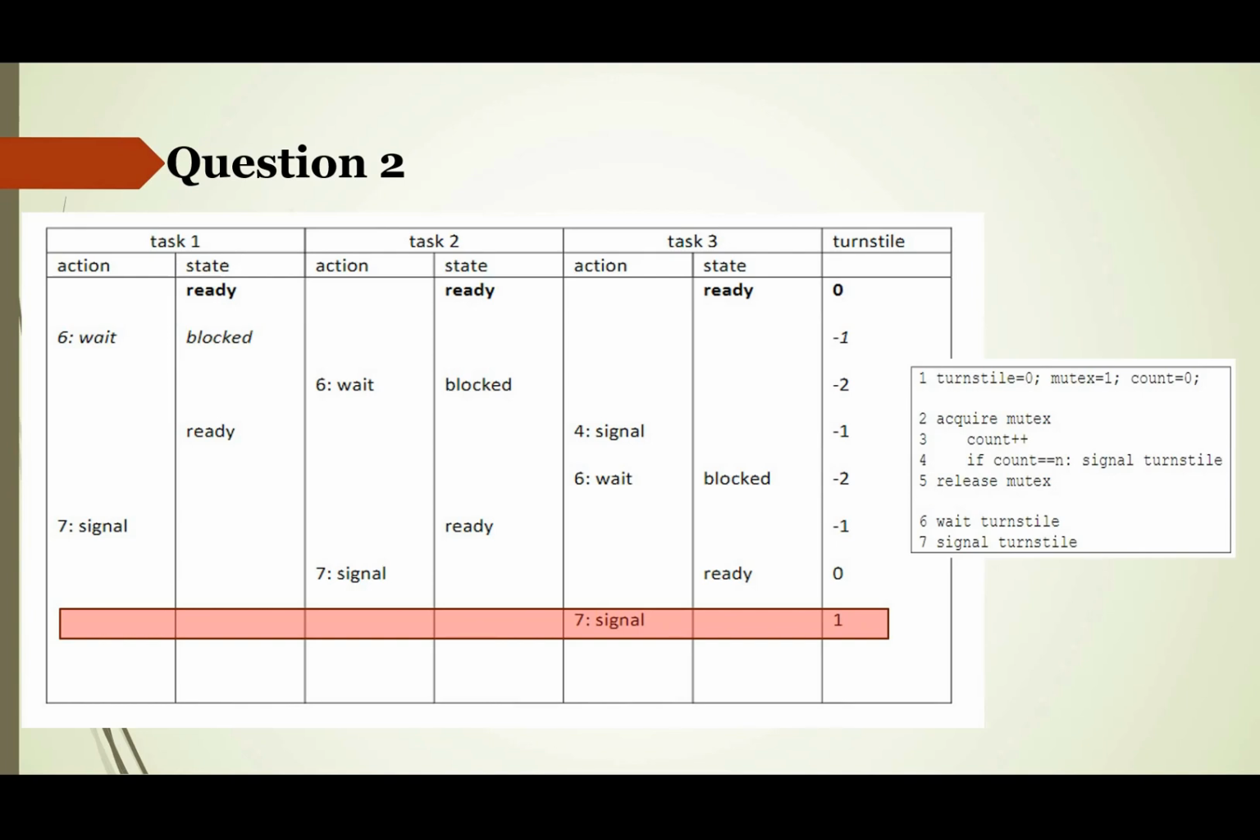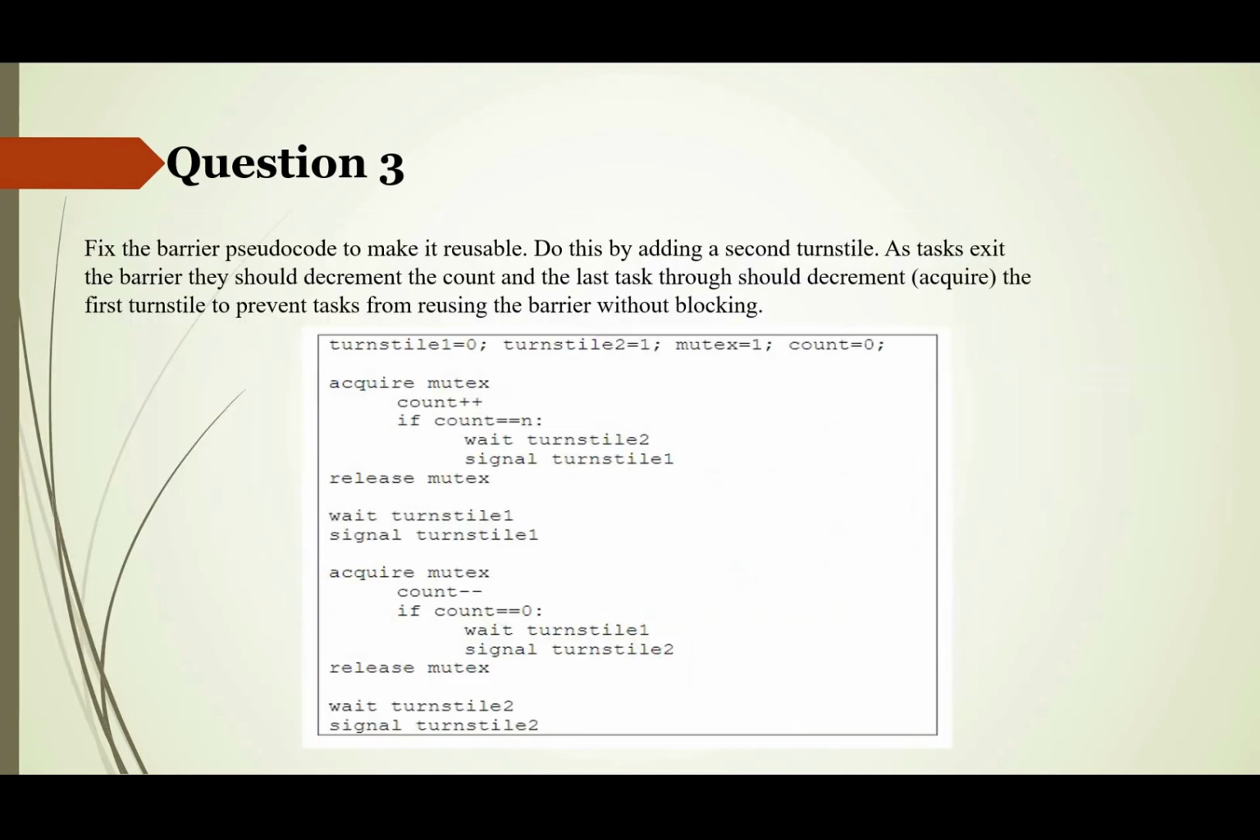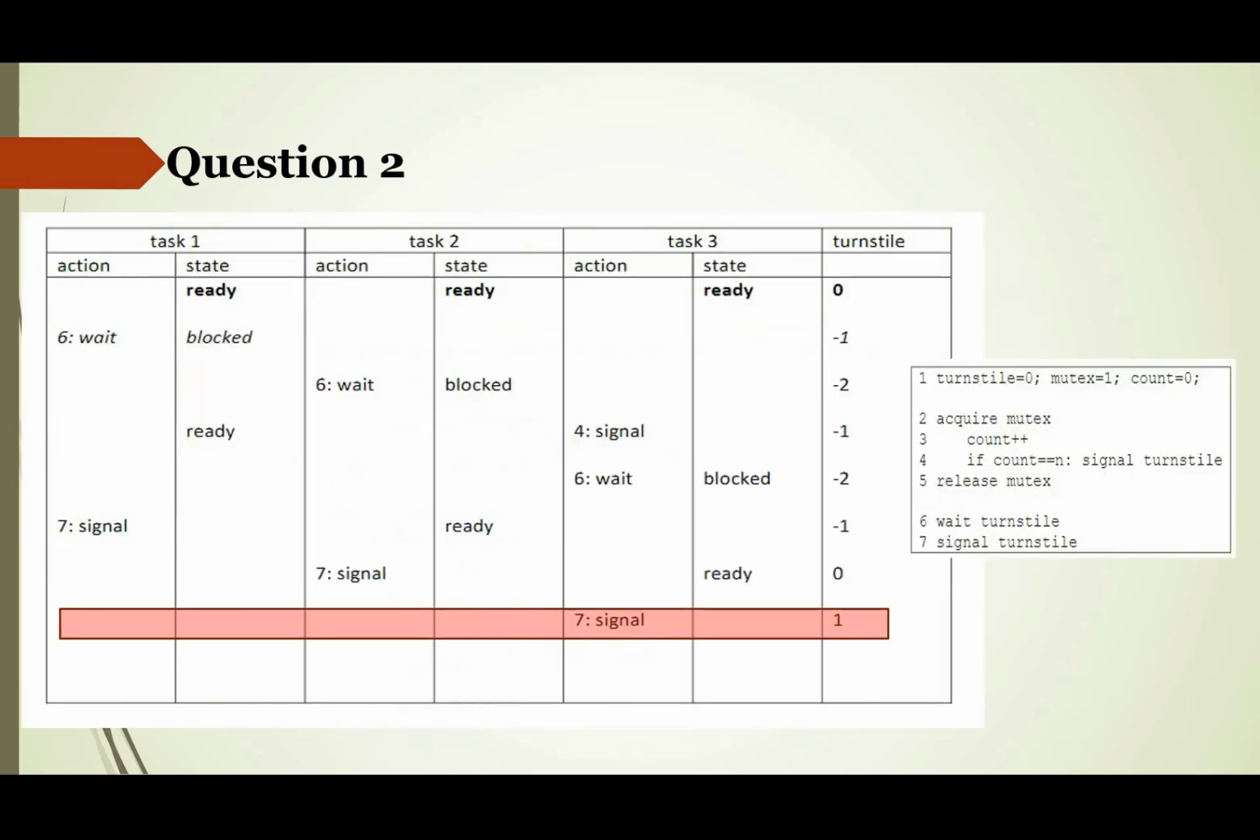So again, task 1, task 2, and task 3 are ready. However, the turnstile is not 0 anymore. The turnstile is 1. So the behavior of the code, or the behavior of the turnstile and the semaphore, will change compared to the case that we just analyzed, right? So this case basically represents the non-reusable barrier, right?